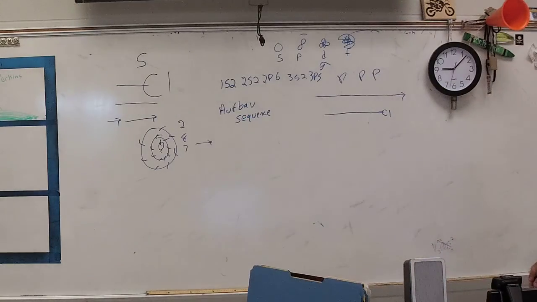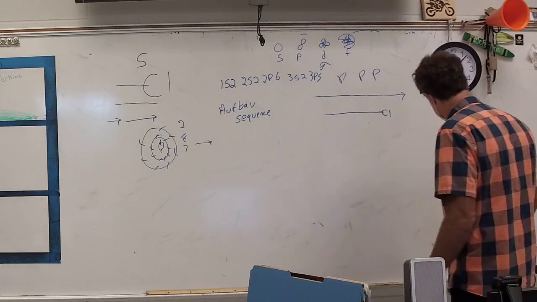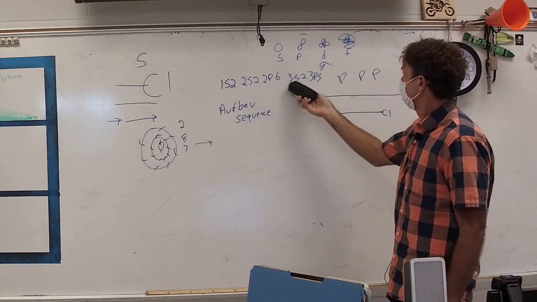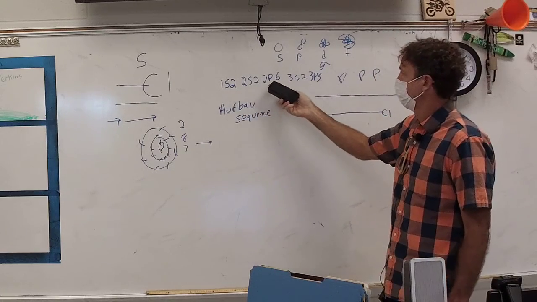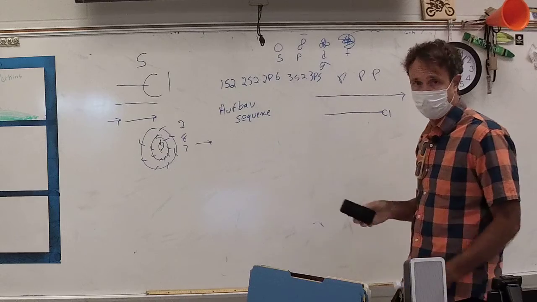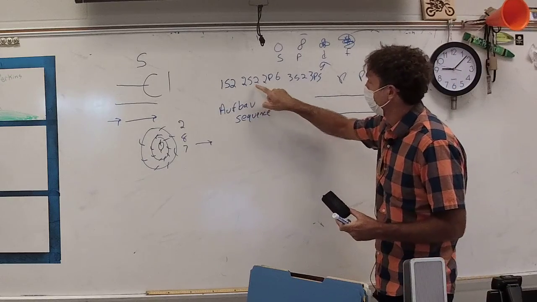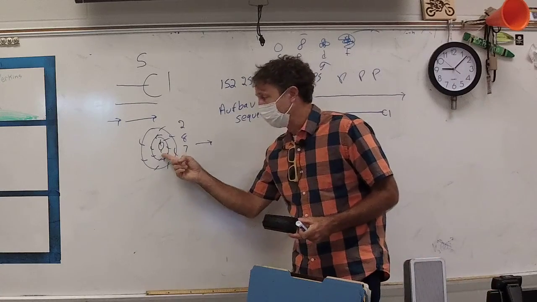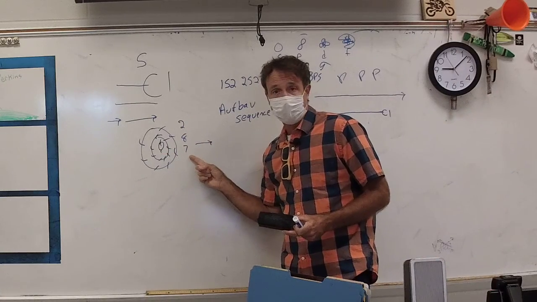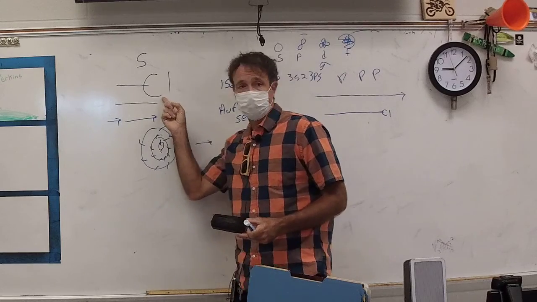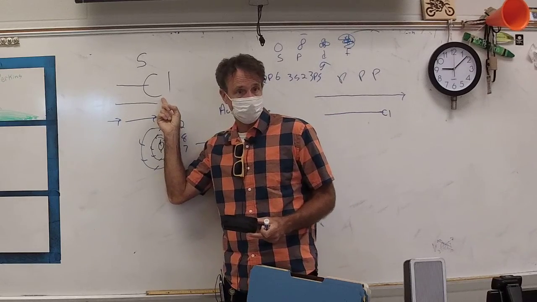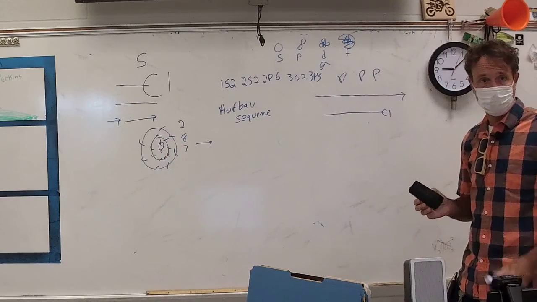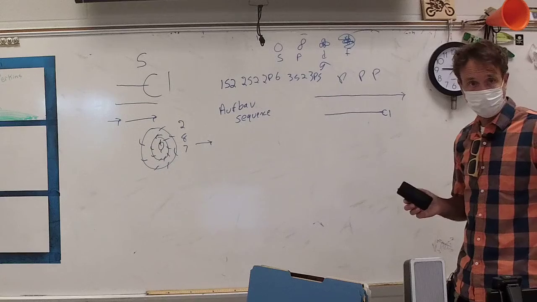Boom. So there is the Aufbau sequence for chlorine: 1s2, 2s2, 2p6, 3s2, 3p5. If we add up all these numbers, they will add up to 17. If we add up all these dots, 2, 8, 7, they'll add up to 17. Chlorine is number 17 on the periodic table. Everybody with me? So now these are 2 different models I've made for chlorine.